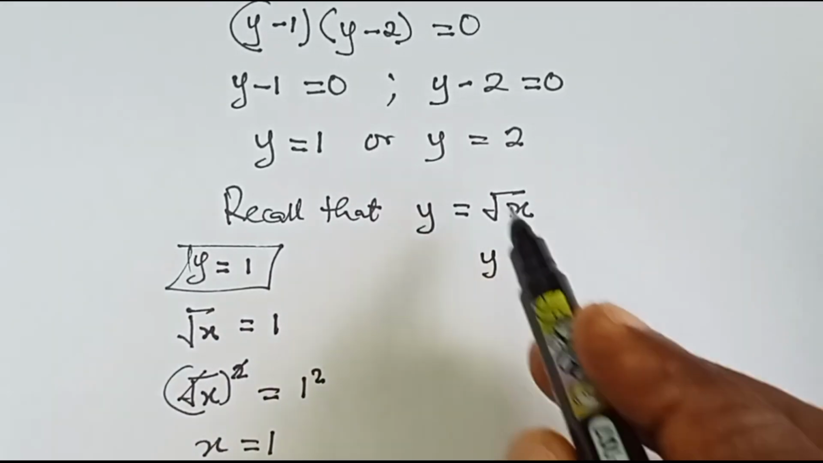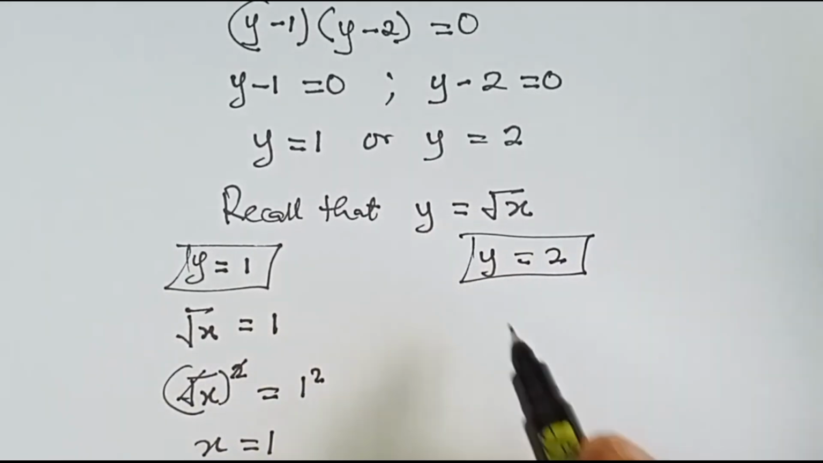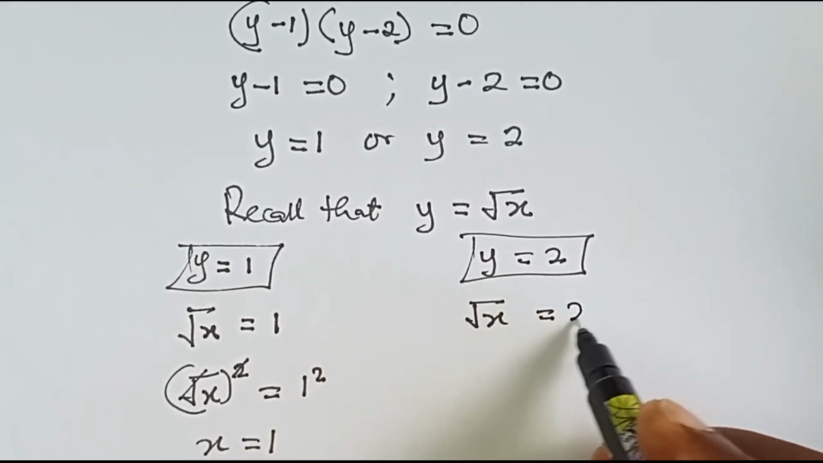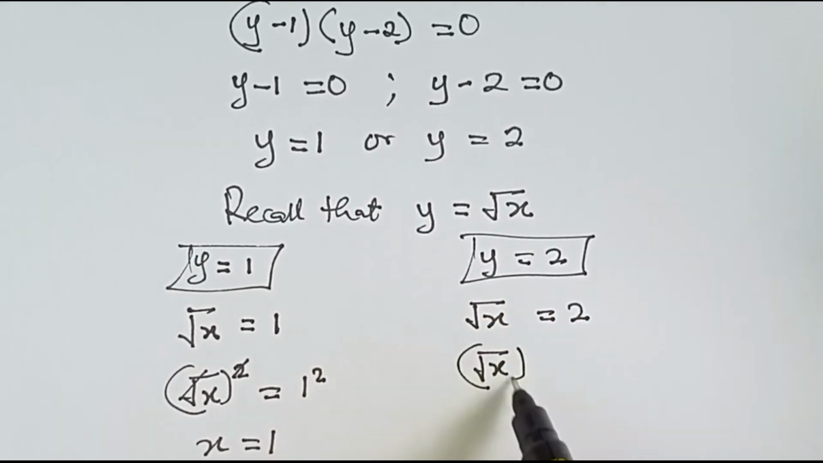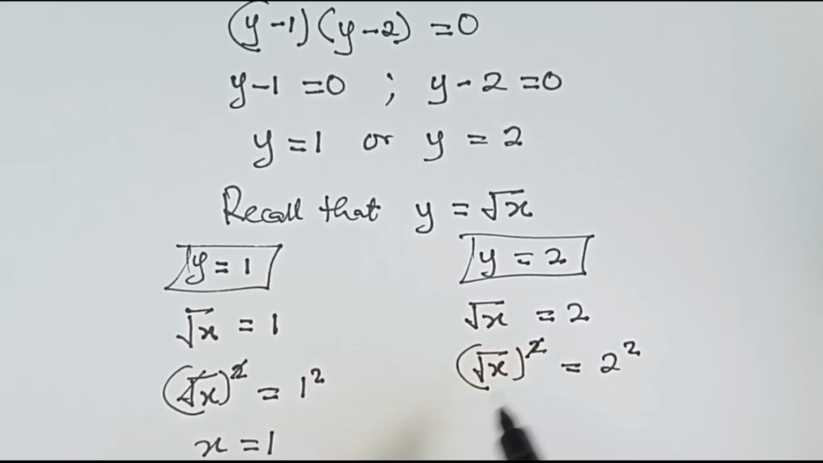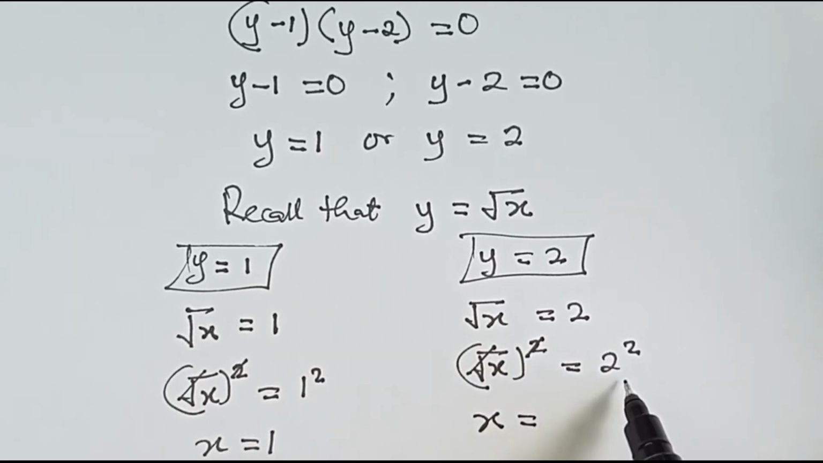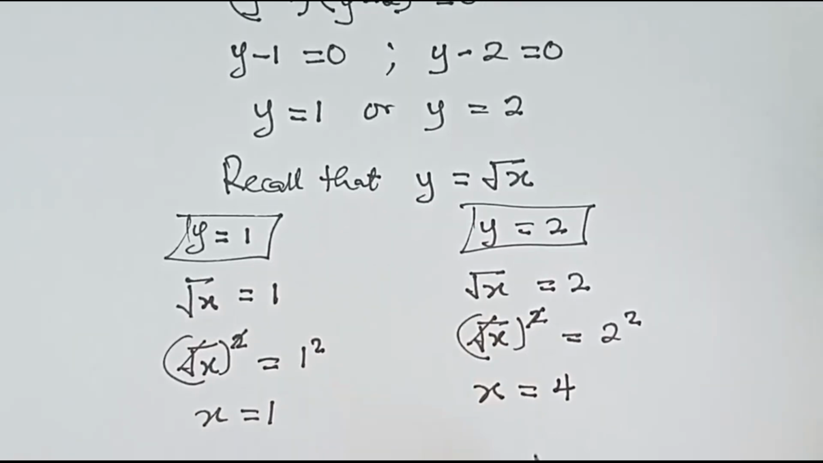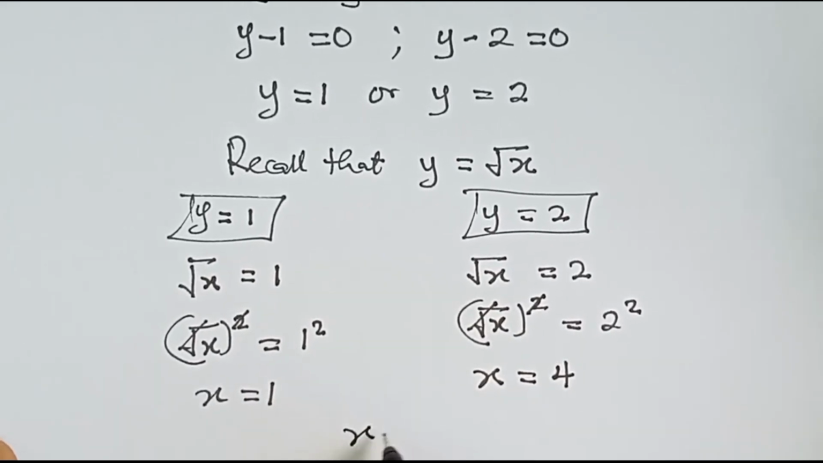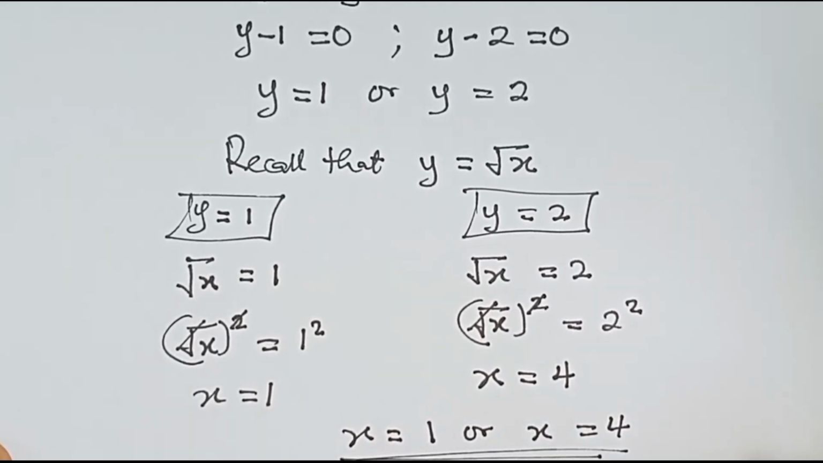And then if y is now 2, we have square root of x equals y, which is 2. We square both sides, we square this side, and we square this side. This square cancels the square root. Our x equals the square of 2, which is 4. So it means that x equals 1 or x equals 4. This is our final answer.